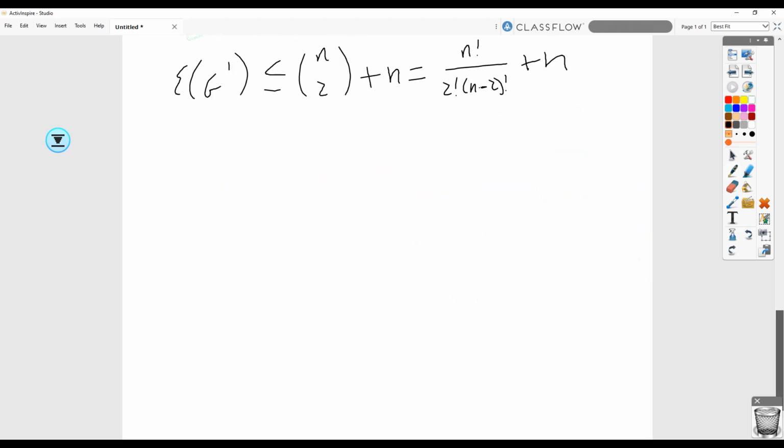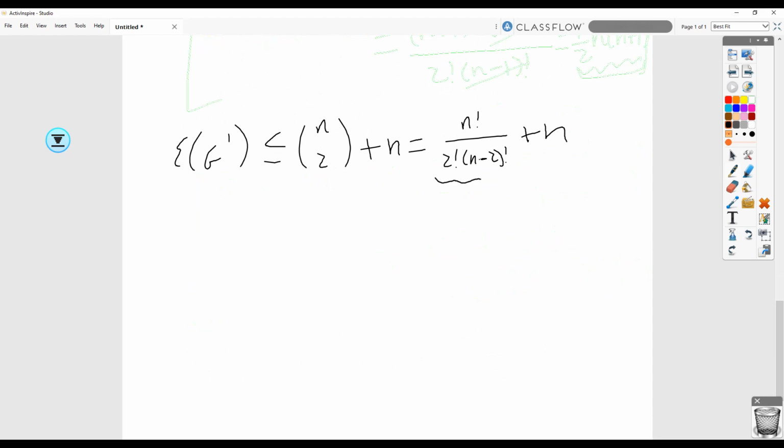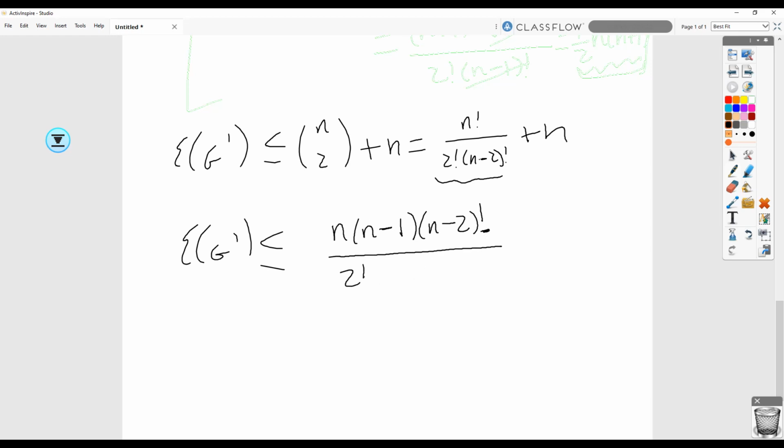Now, similar to what we just did, I can simplify all this business down. I can say, so E of G dash is less or equal to n factorial, which is n times n minus 1, and then it would be n minus 2, then n minus 3, and n minus 4, all the way down to 1. But I could just write that as n minus 2 factorial. So n factorial is just n times n minus 1 times n minus 2 factorial. That's a really useful trick. And obviously then on the bottom, I haven't changed it. I've got 2 factorial n minus 2 factorial. And then I'm adding n on the end.